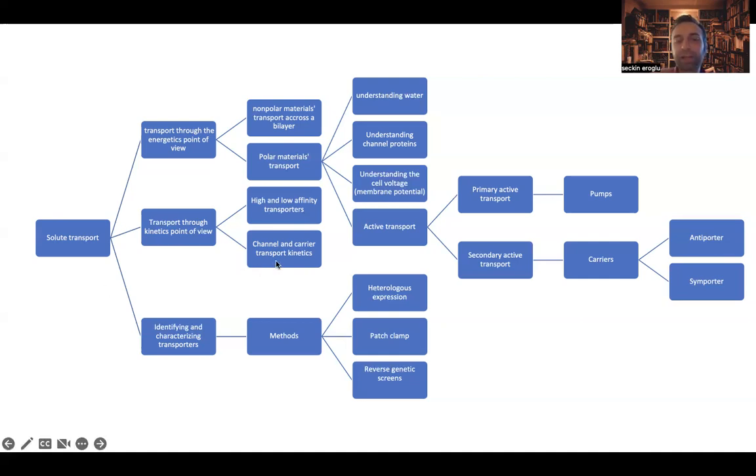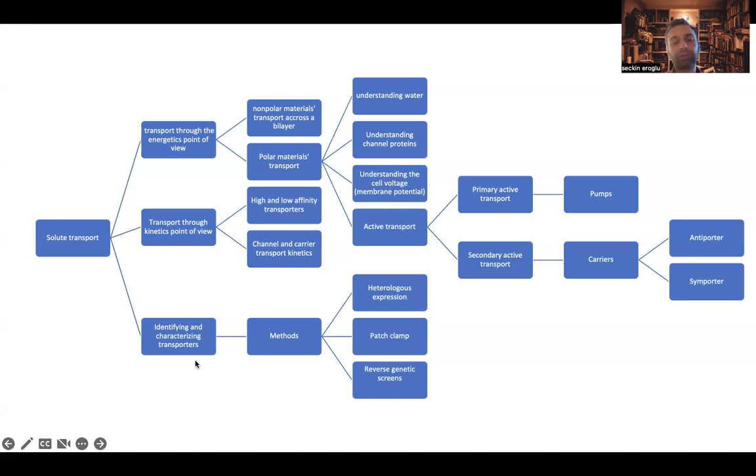And then we will compare channel and carrier type of transporters' kinetics, which is quite different. And this information will help us to identify and characterize transport processes, whether the involved transporter is a channel or a carrier.